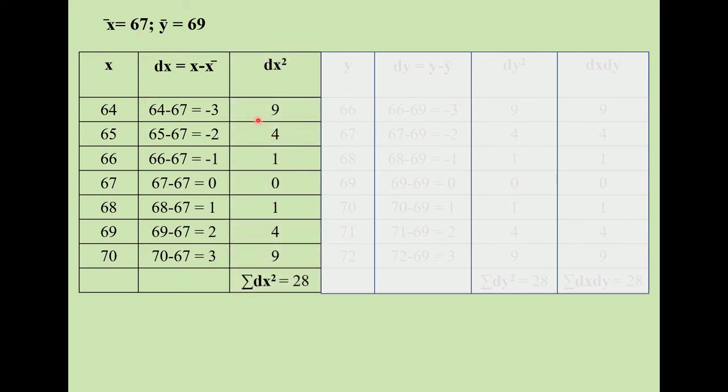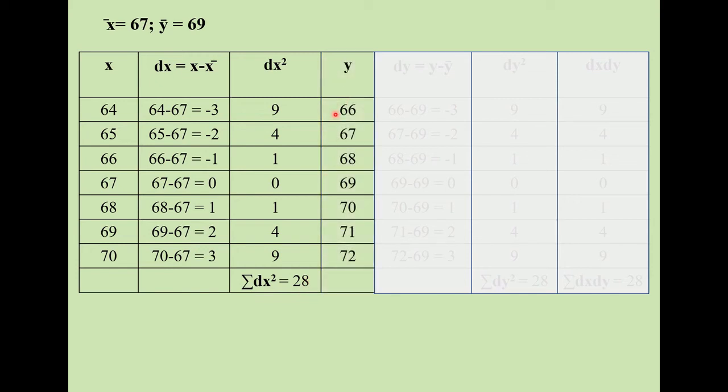Now find out dx square. Minus 3 into minus 3 is 9, minus 2 into minus 2 is 4, minus 1 into minus 1 is 1, 0 into 0 is 0, 1 into 1 is 1, 2 into 2 is 4 and 3 into 3 is 9. Now find out sigma dx square by adding all the values of dx square. So 9 plus 4 plus 1 plus 0 plus 1 plus 4 plus 9 is 28. So sigma dx square is 28.